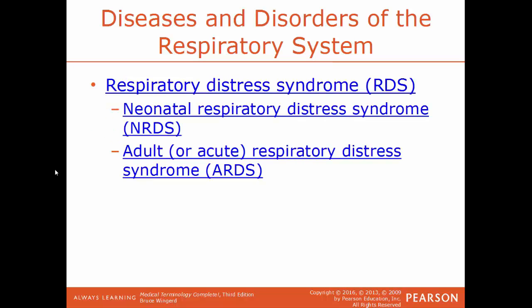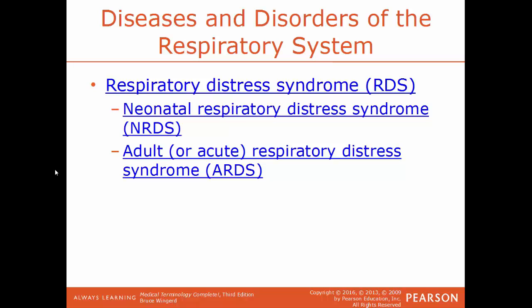Our next disease and disorder of the respiratory system, RDS, respiratory distress syndrome. RDS is a condition where you have fluid buildup in the air sacs of the lungs, and when this happens, you cannot exchange carbon dioxide and oxygen efficiently, which means not enough oxygen gets into the blood or eventually to your cells. Now, when this happens in infants, it's called NRDS, neonatal respiratory distress syndrome.